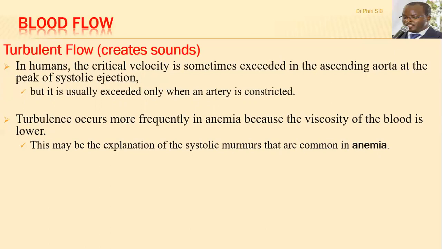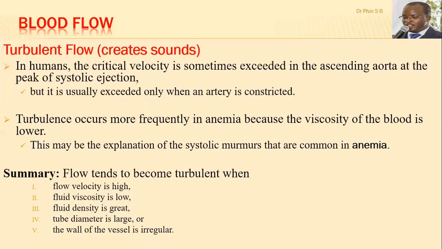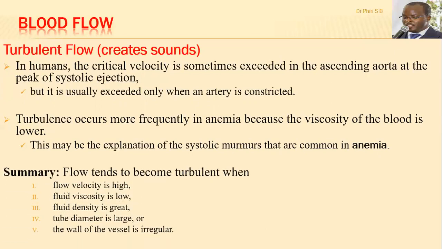So in anemia, you can get systolic murmurs that are produced due to turbulent flow of blood when the viscosity has reduced. The flow tends to become turbulent when the flow velocity is high. So when the flow velocity is high, turbulence can take place because the Reynolds number is going to increase.